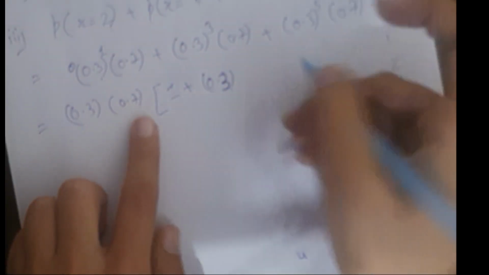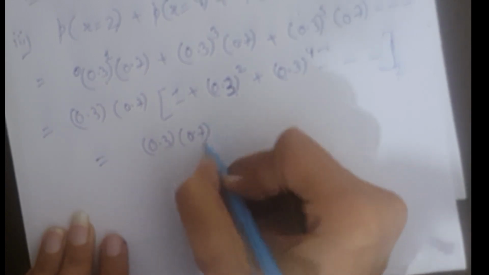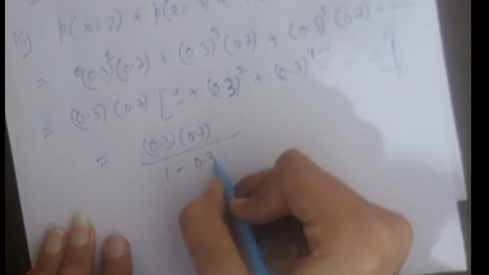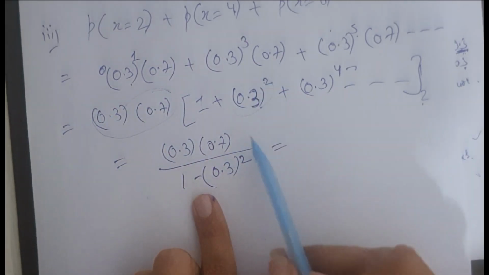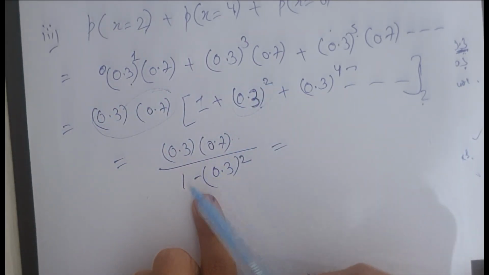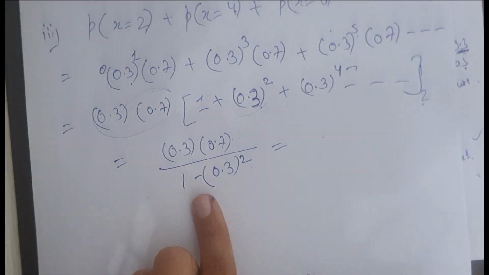It will form a GP. Here this is R, this is A. This is R, GP formula is R, 1 minus A. Now solve it and you will get your answer.